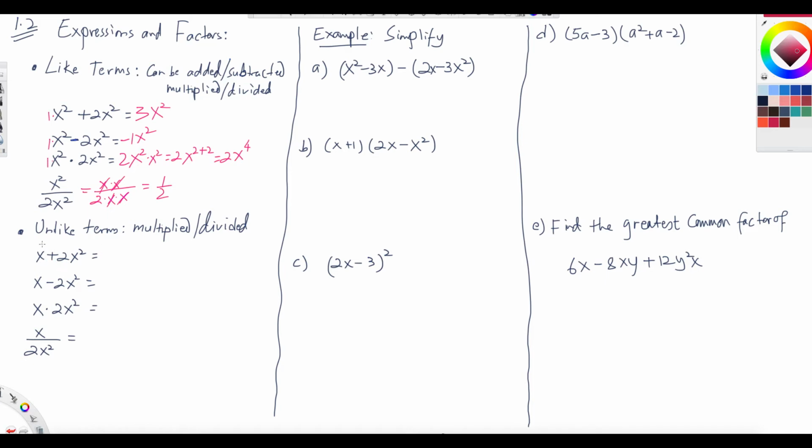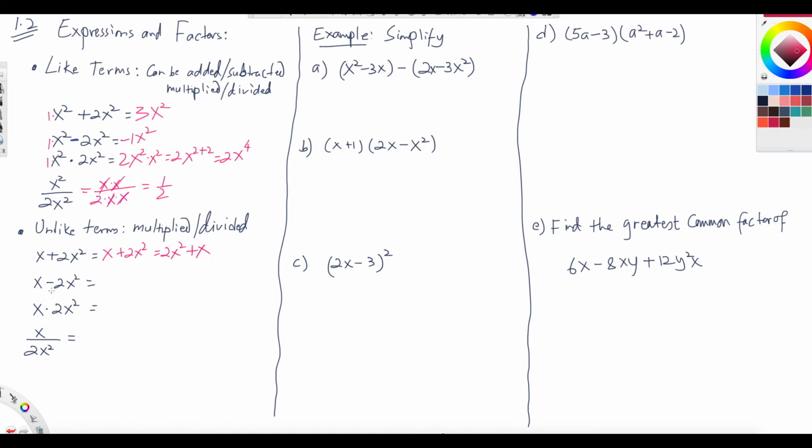There is x to the 1, there is x to the 2. So they are unlike because they have the same base, but their exponents are different, right? So how do you add them? You just write the same thing, x plus 2x squared. Basically you write 2x squared plus x. This is the standard way to write. You write the highest degree term, the highest exponent term, first, and then the lower exponent term at the last.